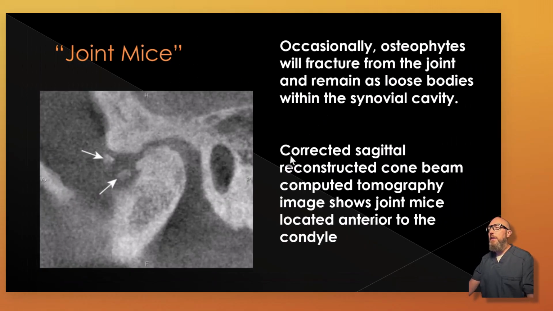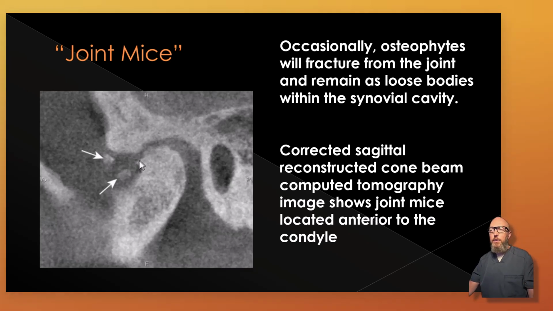And then occasionally these osteophytes are going to get loose and fracture from the joint, and they remain as loose bodies within the synovial cavity. It's not super common, but as far as calcifications within the joint space, it's probably the most common one. And so here's a sagittal reconstructed image from a CBCT showing these, it looks like fractured off little pieces of bone. And what you really want to look for to distinguish this from other causes of calcification is, do they have those signs of degenerative joint disease?